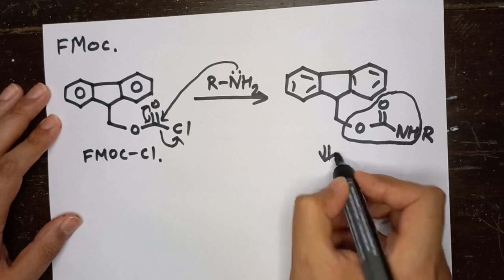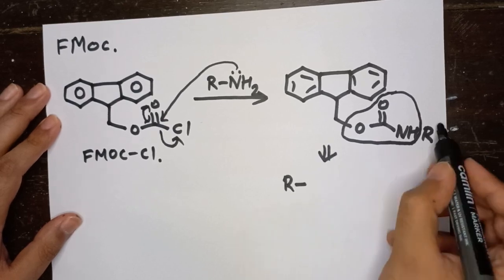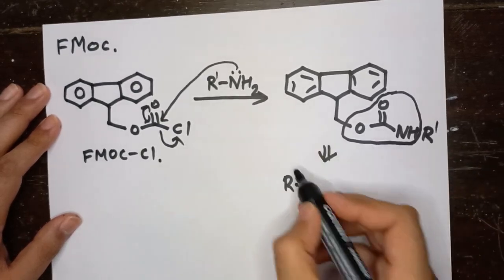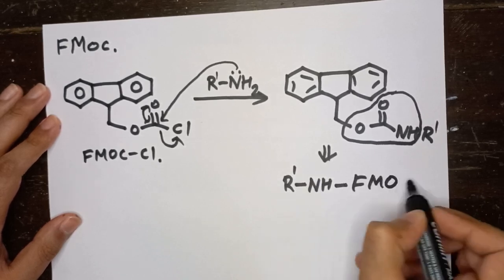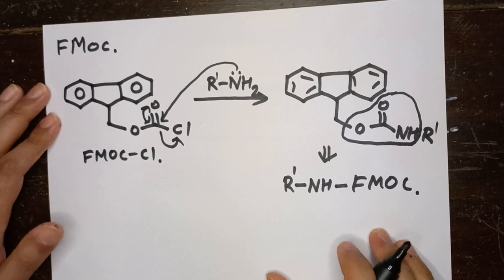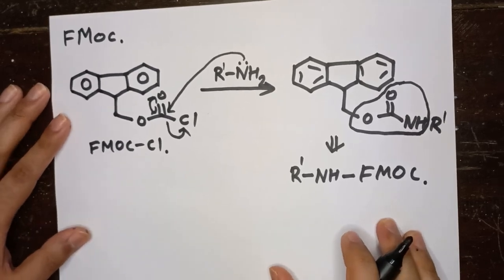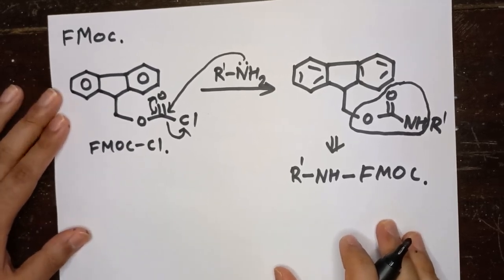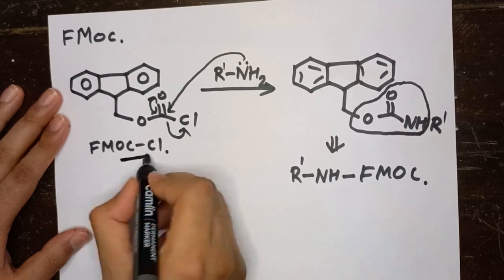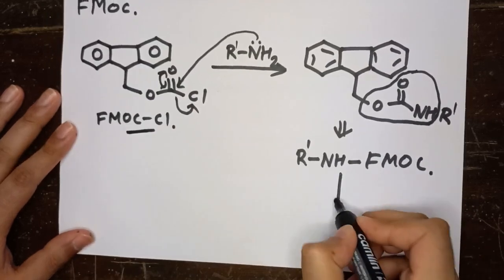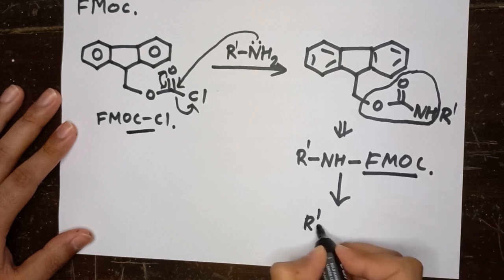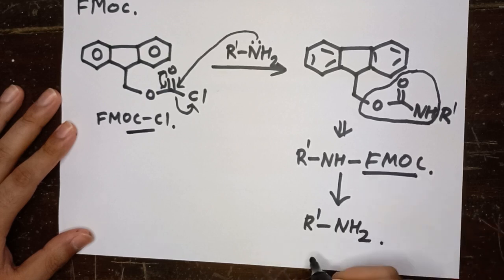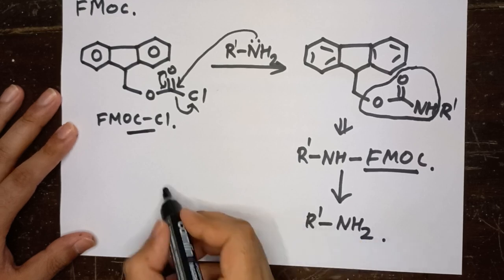So this can be represented as R dash, let me write it as R dash NH FMOC. Now this is about protection of amine by using FMOC chloride. Suppose I want to deprotect it. I want to remove this FMOC group and generate my RNH2 back. So I have to use amine bases.